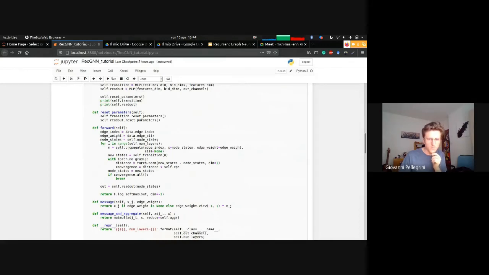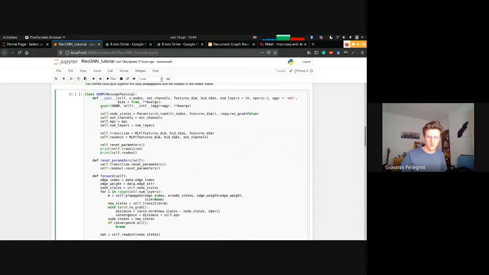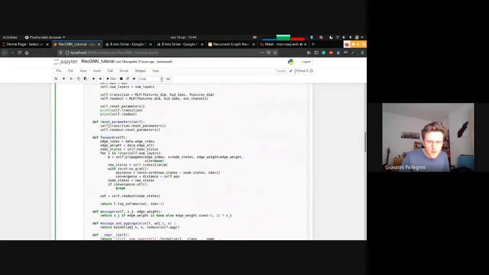So for each forward pass, we have seen that we have to collect the initial state of the nodes. So here we collect the node state that we have created when initializing the class. And for a certain number of time steps, since convergence is not enforced, I could not put until convergence, but if I had implemented it correctly, I would have until convergence here. Here I have said how many time steps.